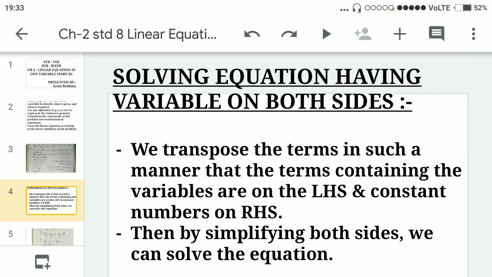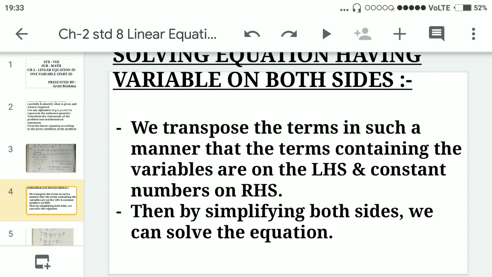That means in the previous example, the variable is present only on one side, that is, the left hand side. Now if the variable is present on both sides, there is no big deal. Simply you have to transpose the terms in such a manner that the terms containing the variable are on the LHS and constants are on the RHS. It will be easy. Just separate the variable to the left hand side and simplify as usual.